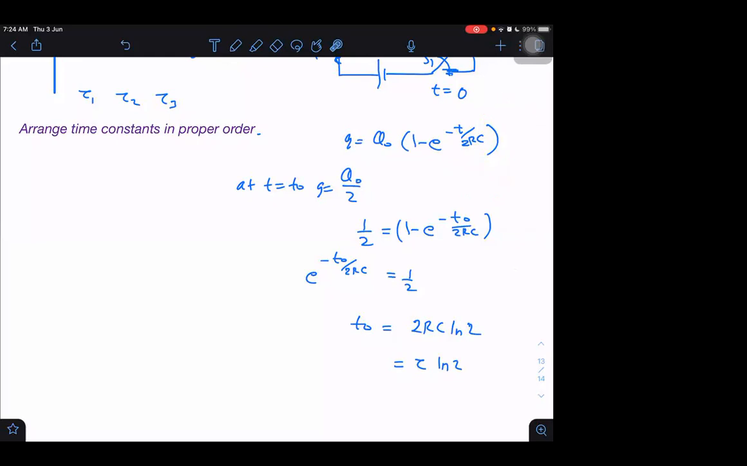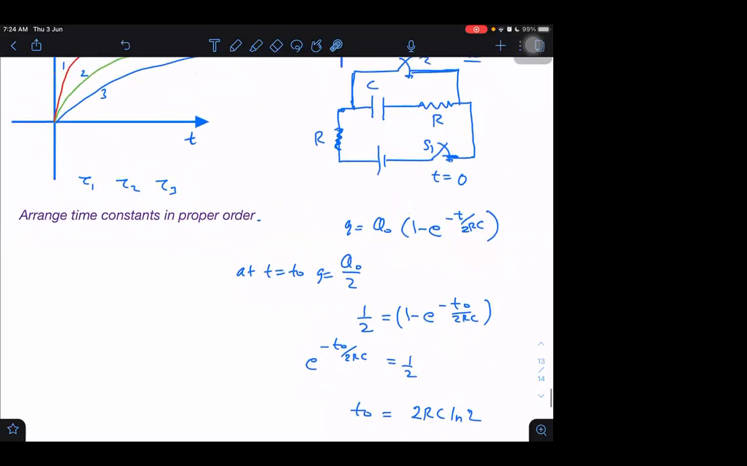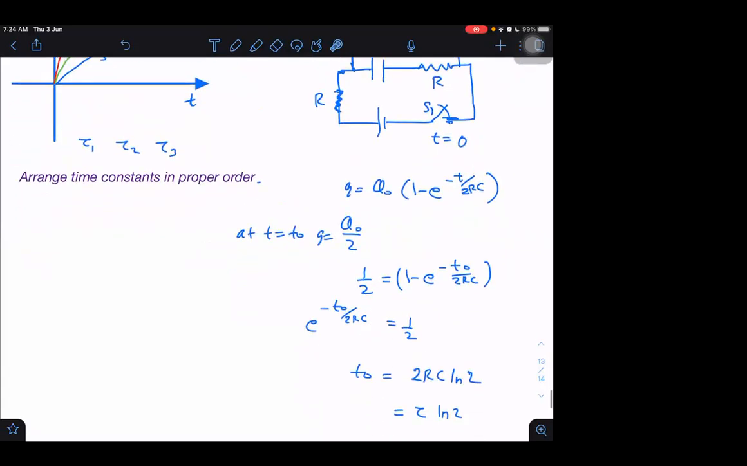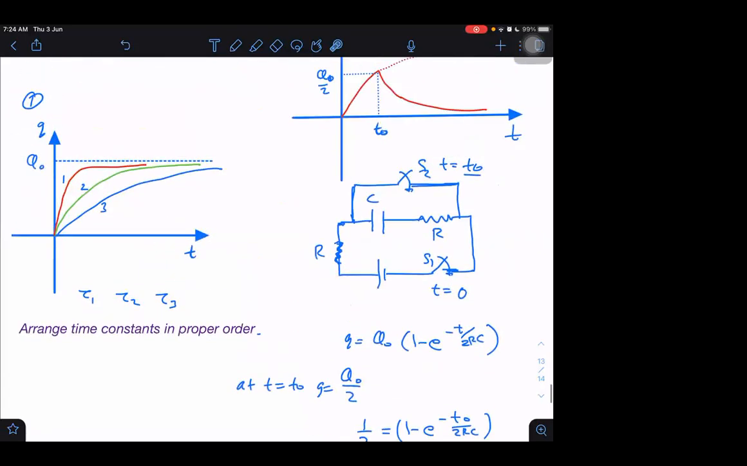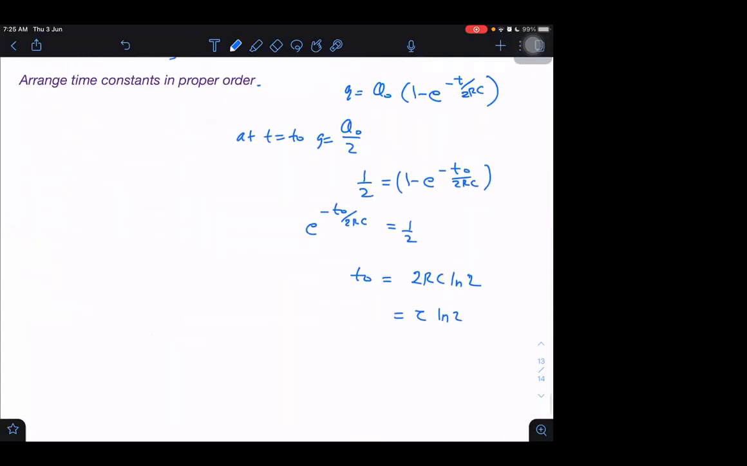Okay. Anyway, now come to this question. What did we do after that? After this time, the time which we found, tau ln 2, at this time we close the switch. And when we close the switch, tell me what will be the equation for that period of time. What would be the equation?